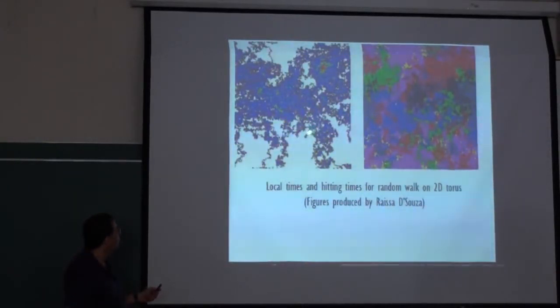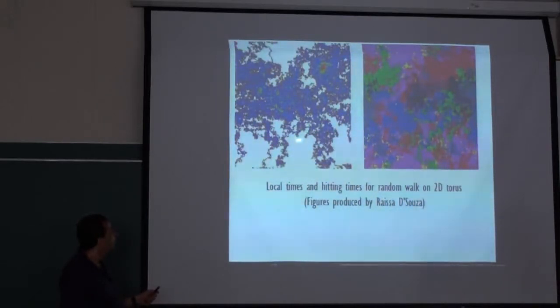So these local times represent the number of visits to a site. Later we'll want to normalize by the degree. Here all the degrees are the same. So this is the picture representing the local times. Here we ran the random walk until it visited all the sites. And here the colors represent the hitting times, the number of steps it took until we visited a certain site.